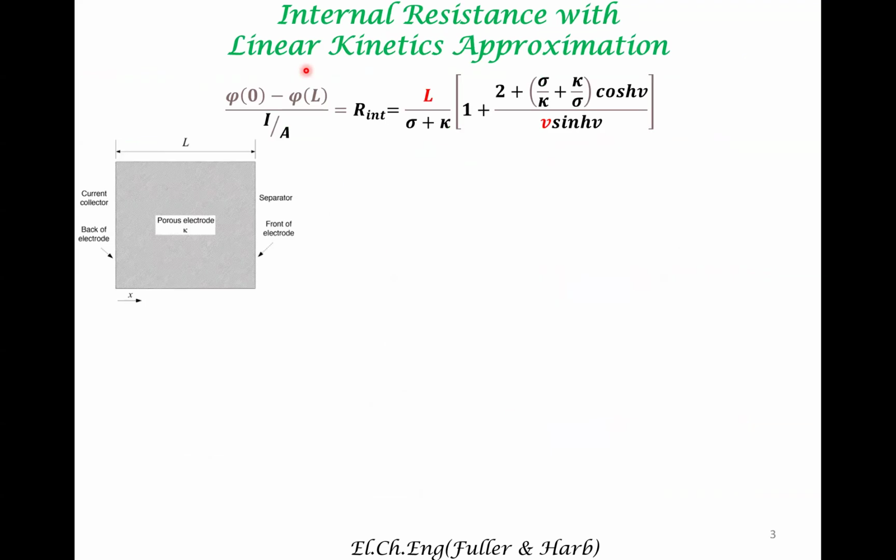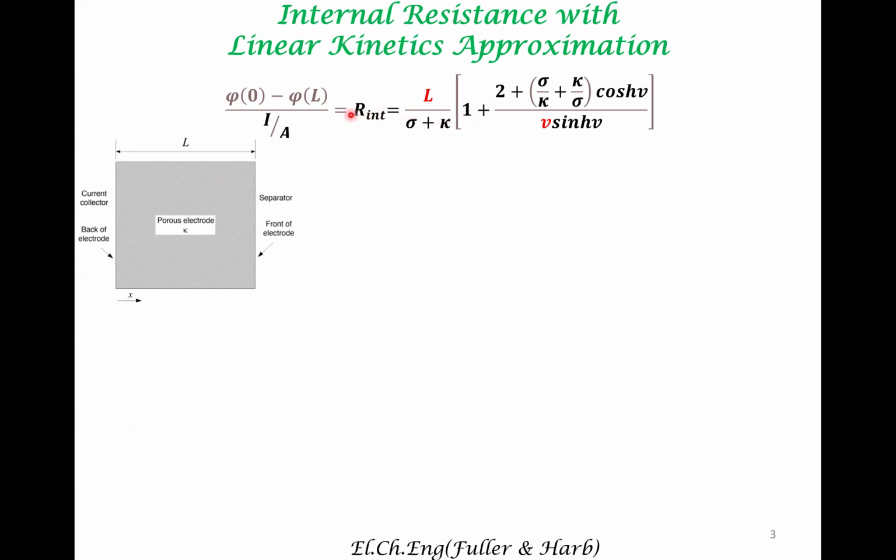So we'll move on. The last quantity we are interested in is the internal resistance. Resistance has the same definition: it is the potential drop divided by current. So that is this. For a linear kinetic approximation, we can get an expression for internal resistance. We are not going to derive this expression, but we are going to just illustrate the utility of this expression to make sense of a particular feature.